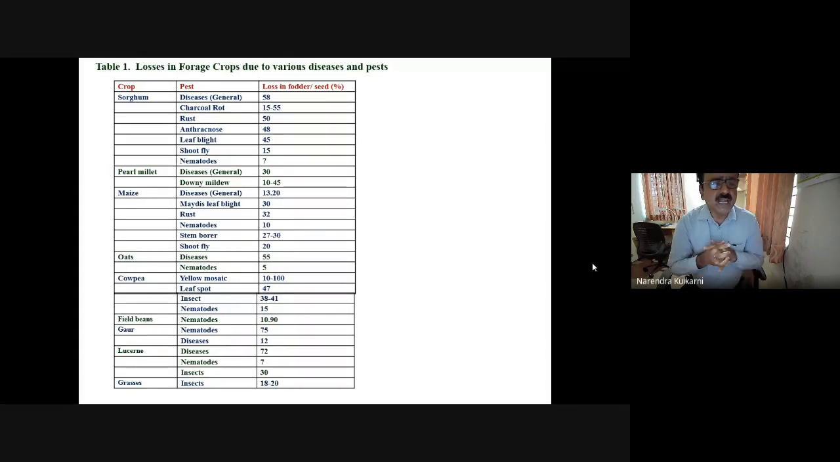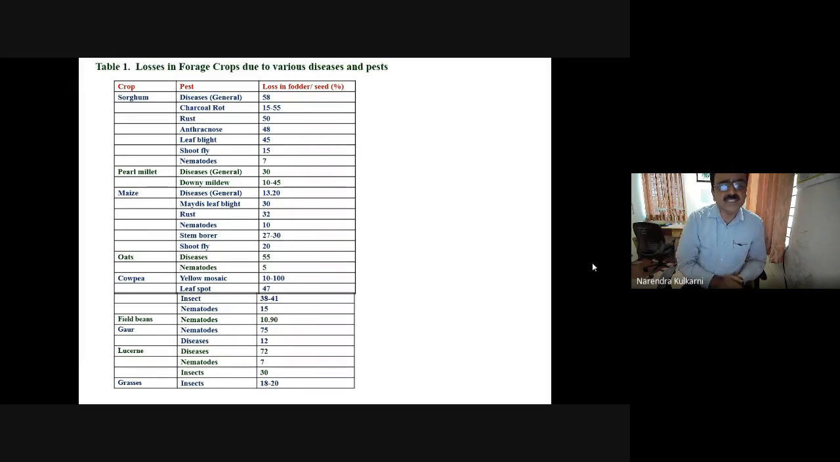And oats, even though it is a very popular fodder crop in northern India, is not a very popular crop in southern India, but still there are problems of diseases, nematodes, and even aphids. And cowpea, like grain cowpea, we have a forage cowpea, but yes, it is very frequently infested with diseases like mosaic disease, now we call it bean mosaic, spots, and insects, especially aphids as well as pod borers, a very severe problem.